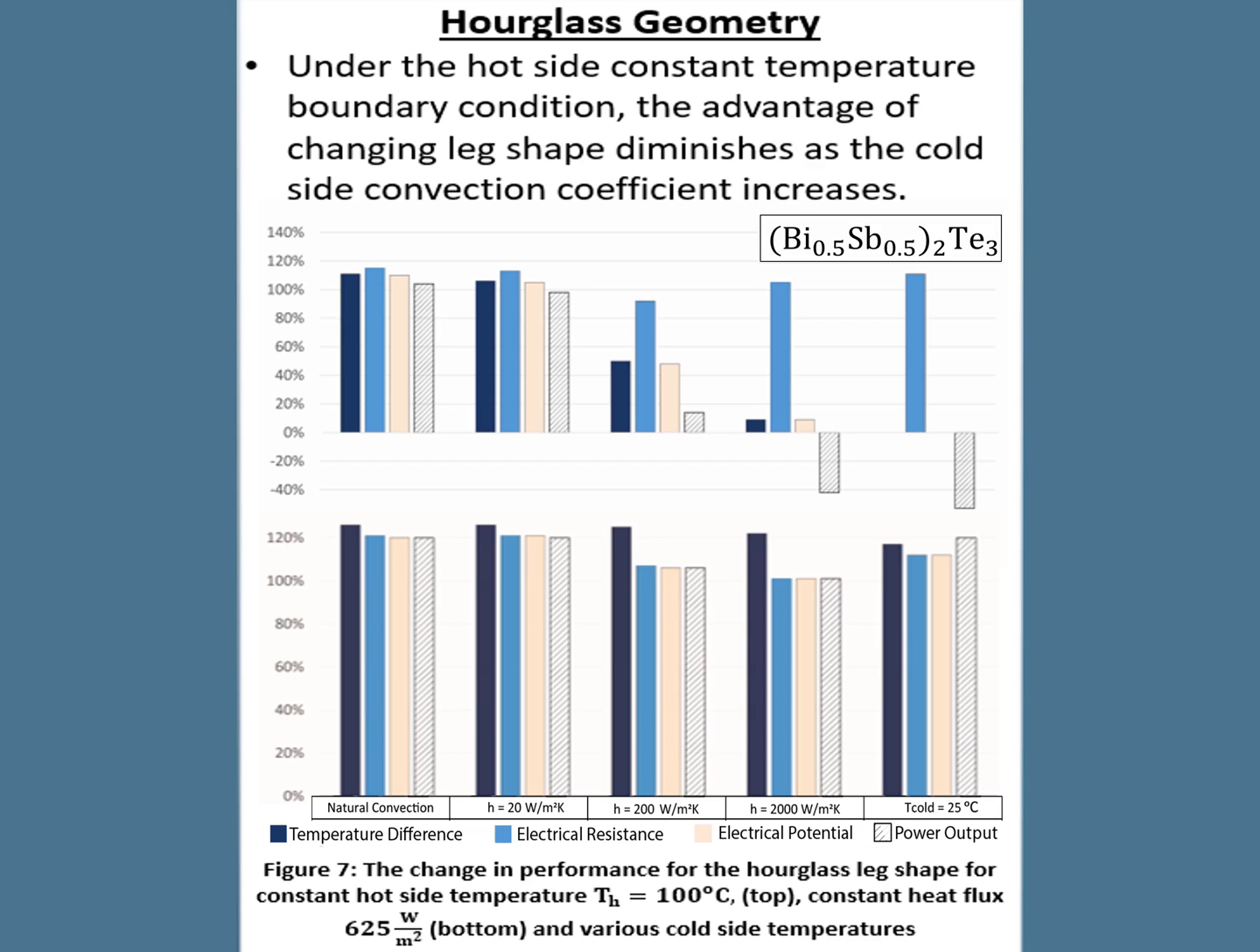Here, we see the change in performance for the hourglass shape for various cold side boundary conditions. Under the hot side constant temperature boundary condition, the advantage of changing leg shape diminishes as the cold side convection coefficient increases. In the case of constant heat flux boundary condition, the advantage of the leg shape persists for all the cold side boundary conditions.